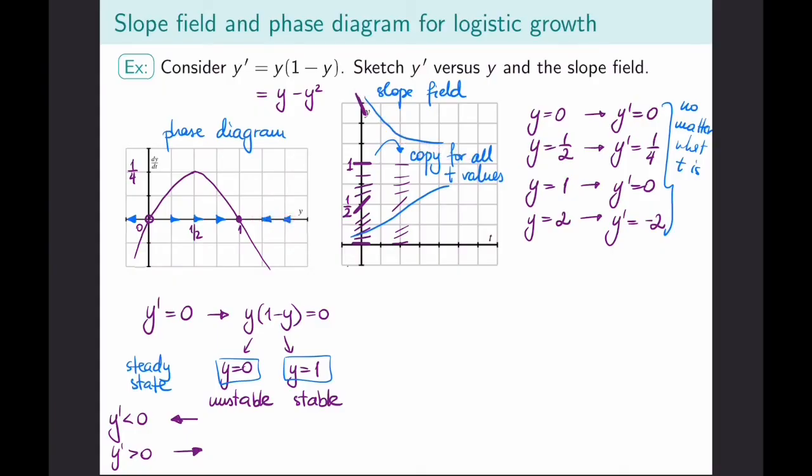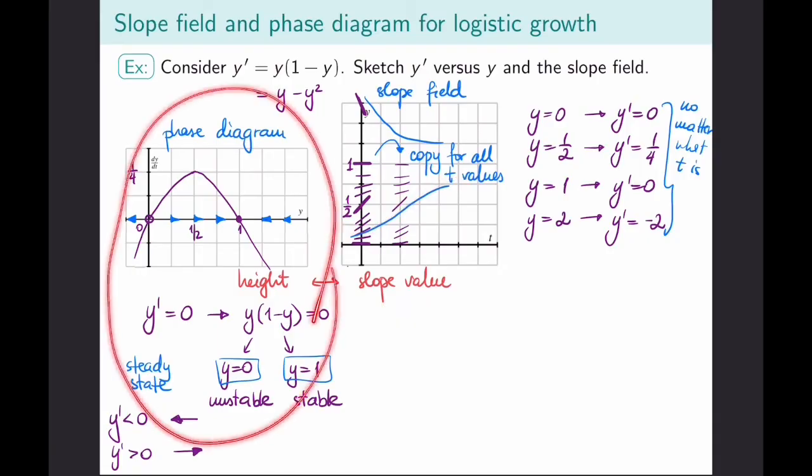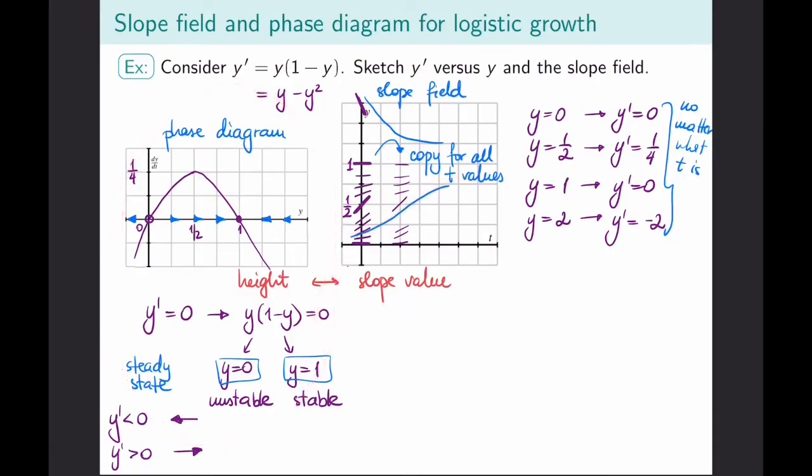This again highlights a very important connection between the phase diagram, where the height represents the slope value, that is what we are sketching on the slope field. The slope field, once again, will give us the general shape of a solution. The phase diagram, though, will give us the stable states and their stability. This equation, being quadratic and particularly being written in this form, is very reminiscent of the logistic equation we've already seen.